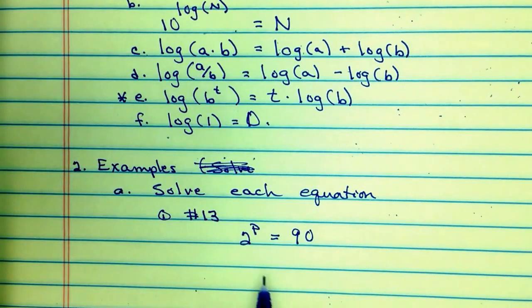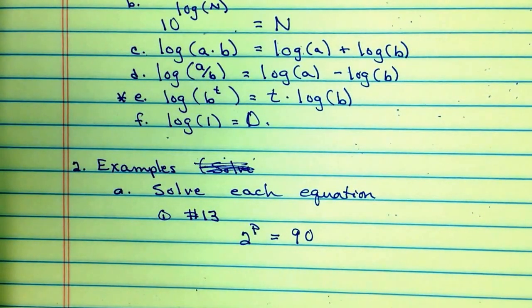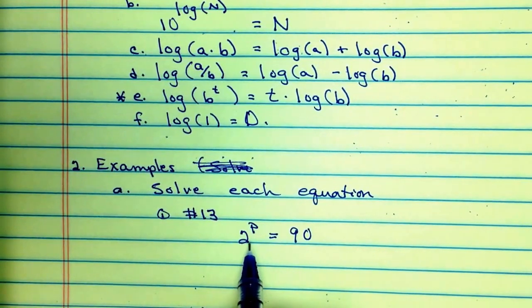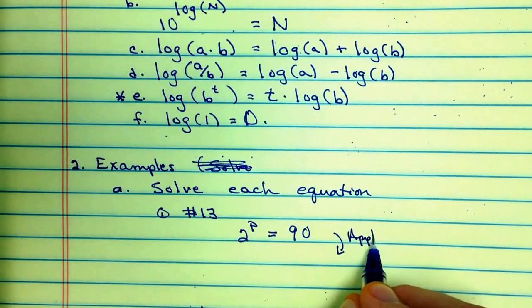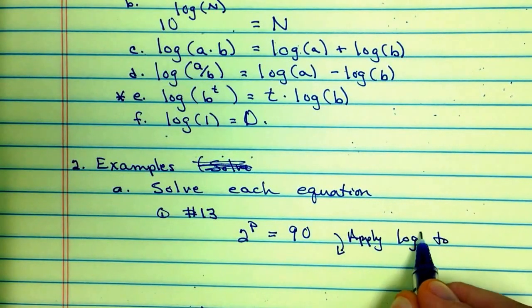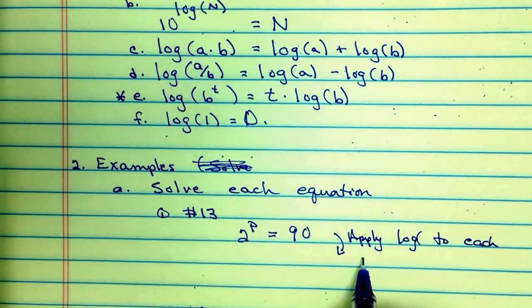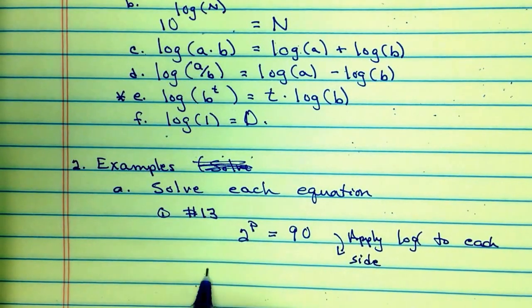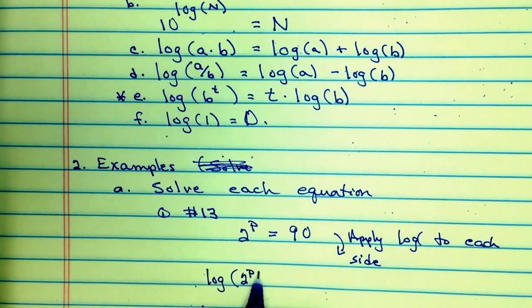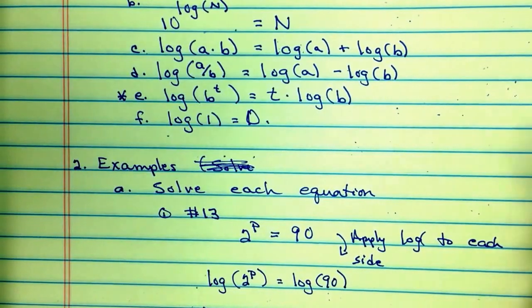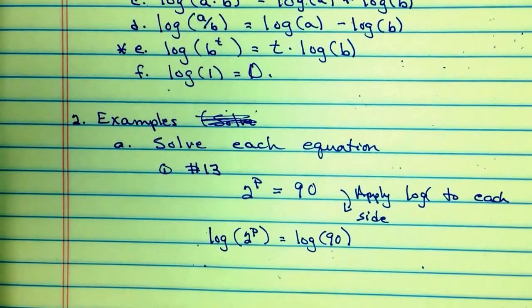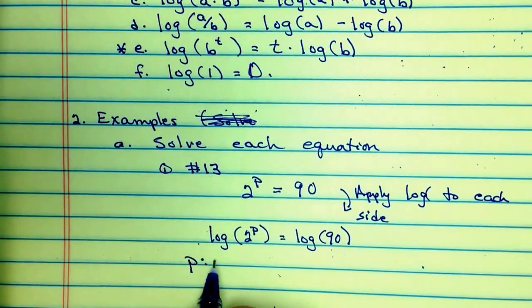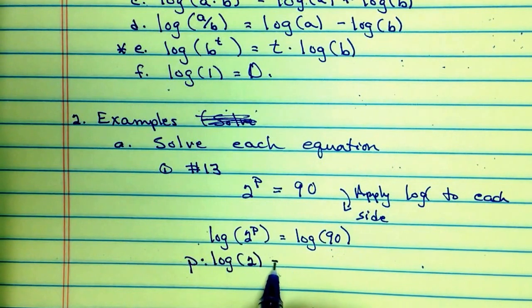So we have that here. We have 2 to the p equals 90. 2 to the p is the variable term. So to undo the exponent, we have to apply a logarithm. So the idea is you apply log to each side. So by doing this, this gives us log of 2 raised to the p equals log of 90. Okay, then we use this fifth property up here to get the exponent off of the 2. So this becomes p times log of 2 equals log of 90.